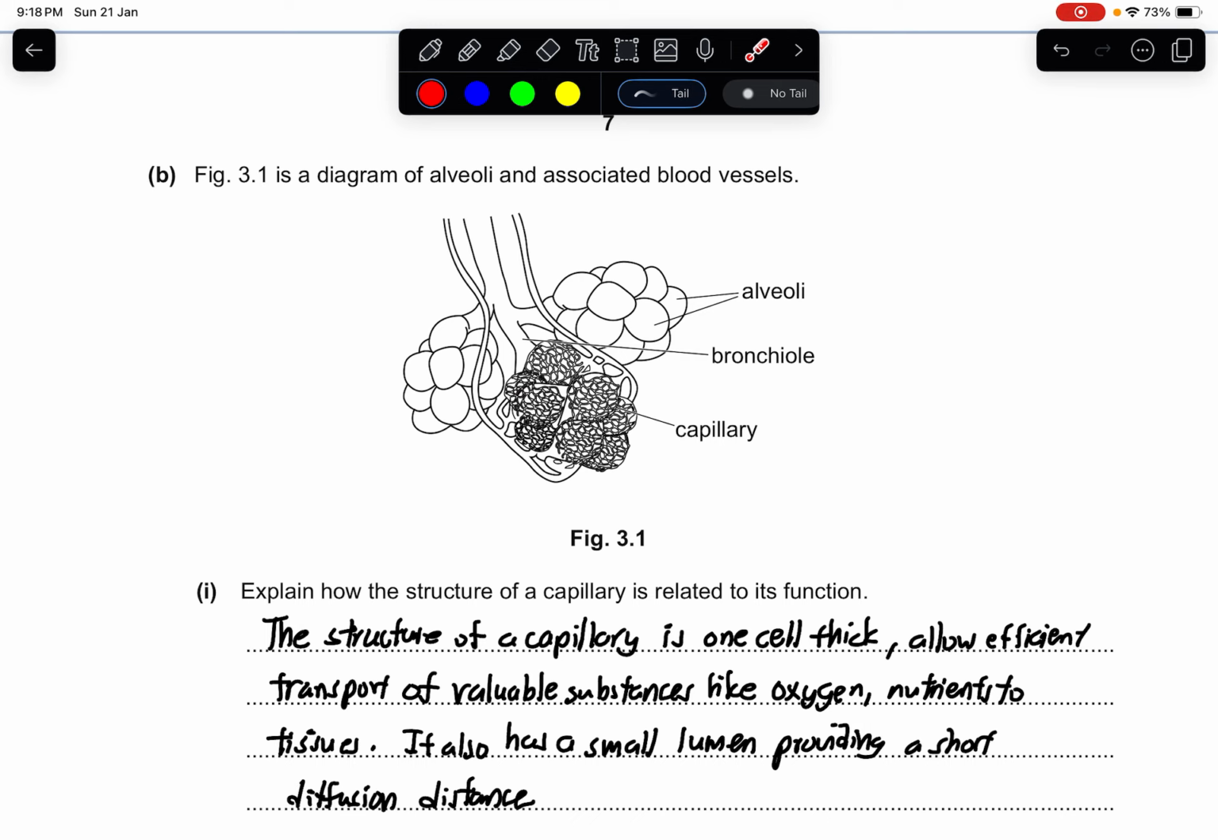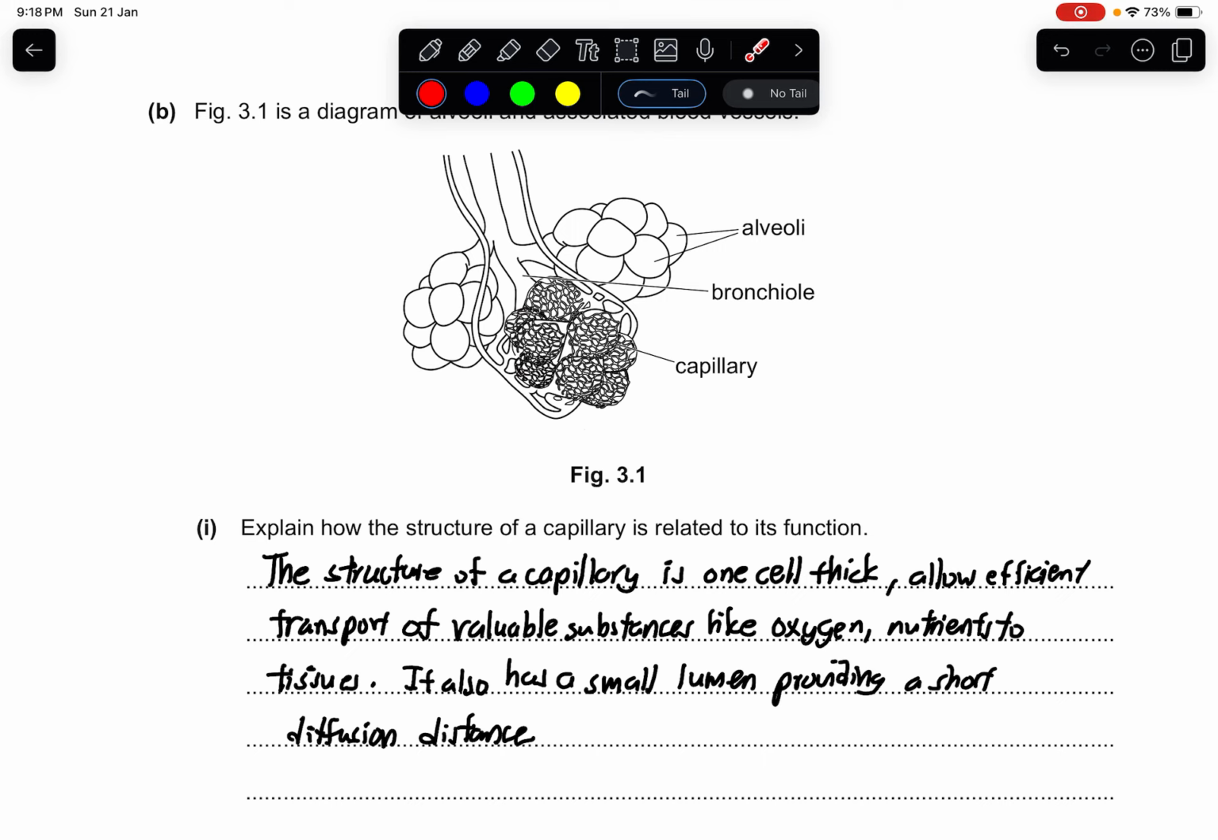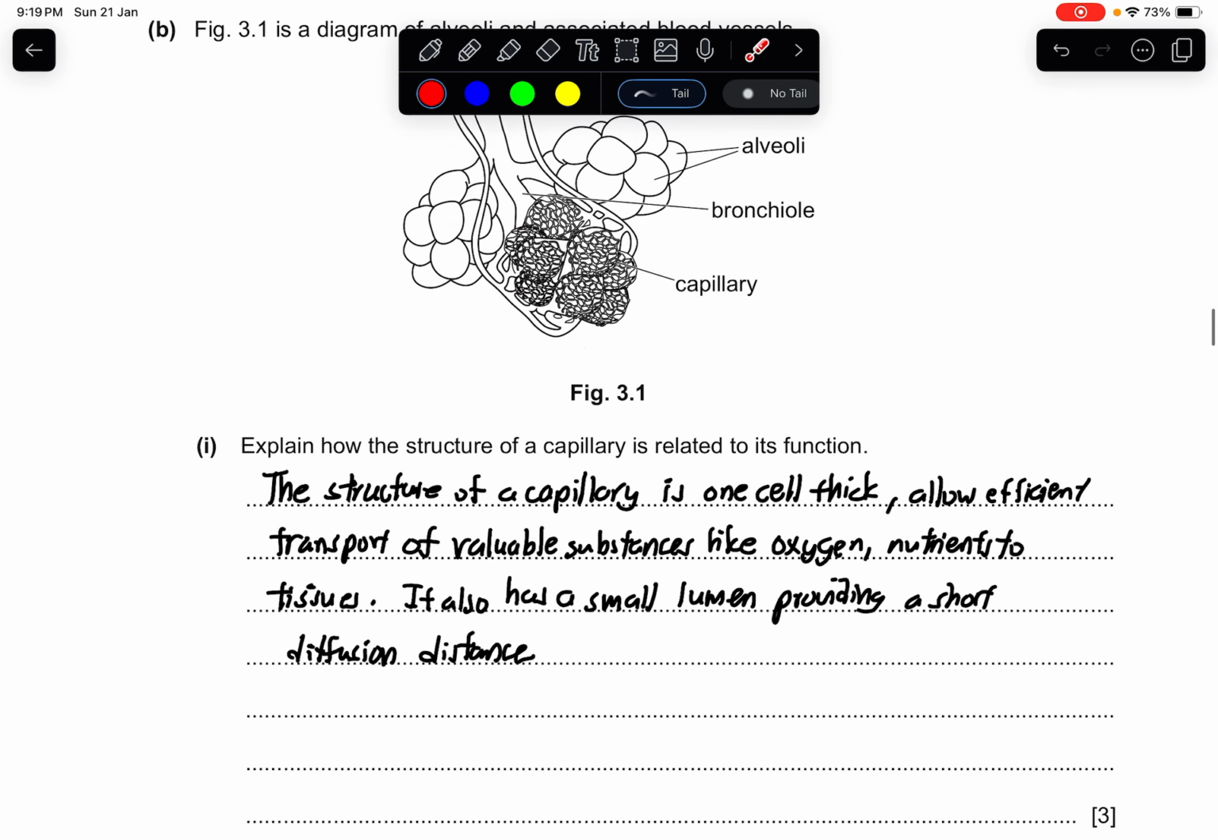So the structure of a capillary is that it's one cell thick. Capillaries are always one cell thick, which allows efficient transport of valuable substances like oxygen and nutrients to tissue and the rest of the body. And it also has a very small lumen, providing a shorter diffusion distance. Since this is 3 marks, always have one cell thick, small lumen and a short diffusion distance. Then you get your 3 marks, and just elaborate a little bit on why this helps.